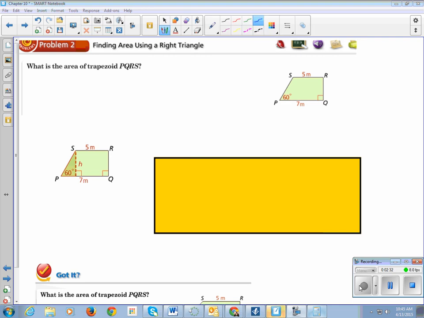This is 60, this is 90, this one has to be 30, and 30, 60, 90 triangles have special relationships between their sides. You have your short side, which we call S. You have your long side, which is S times the square root of 3. And you have your hypotenuse, which is 2 times S.